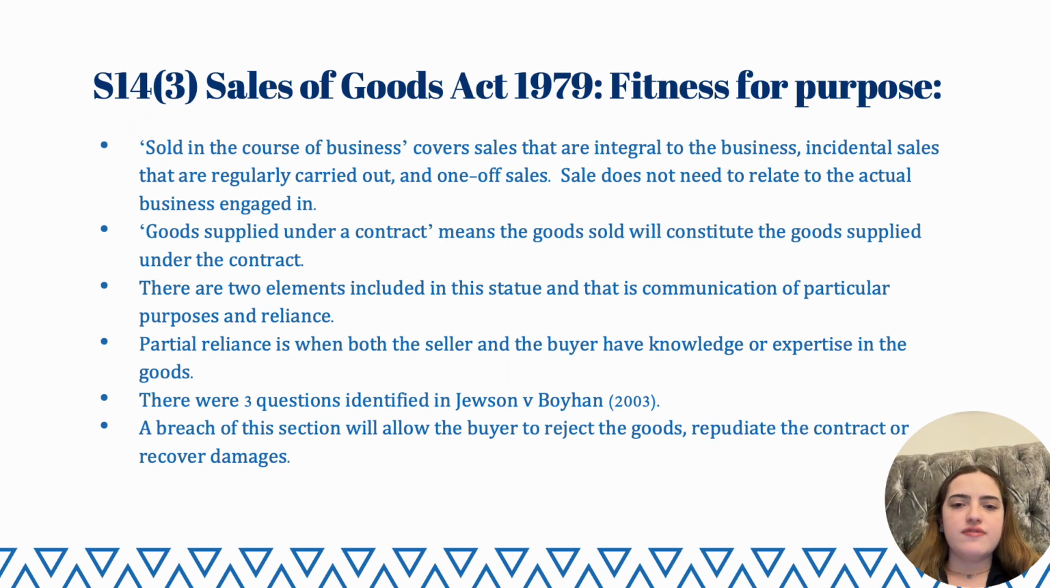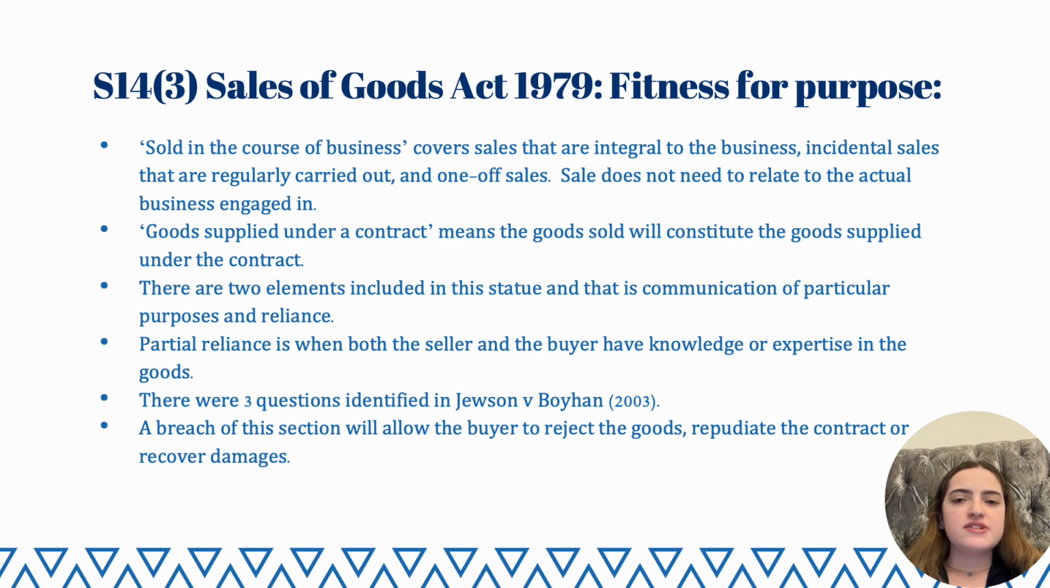Section 14.3, Fitness for Purpose. It states that when the seller sells goods in the course of business and the buyer expressly or by implication makes known to the seller or credit broker the purpose, there is an implied term that the goods supplied under the contract are reasonably fit for that purpose, except where circumstances show that the buyer does not rely, or that it is unreasonable for him to rely, on the skill or judgment of the seller.